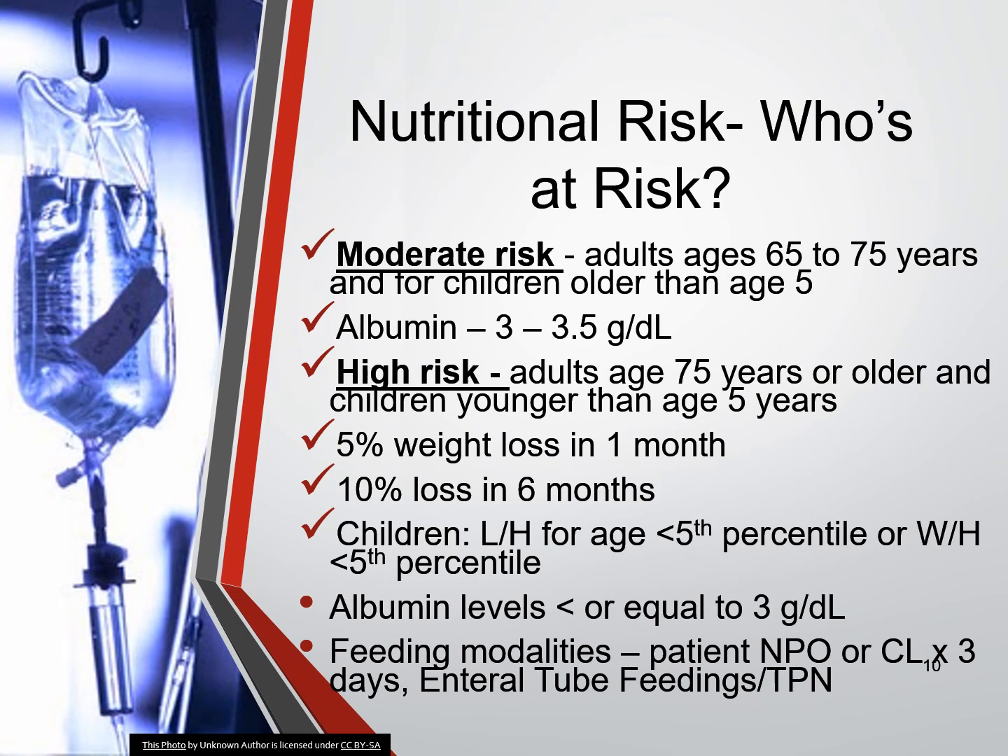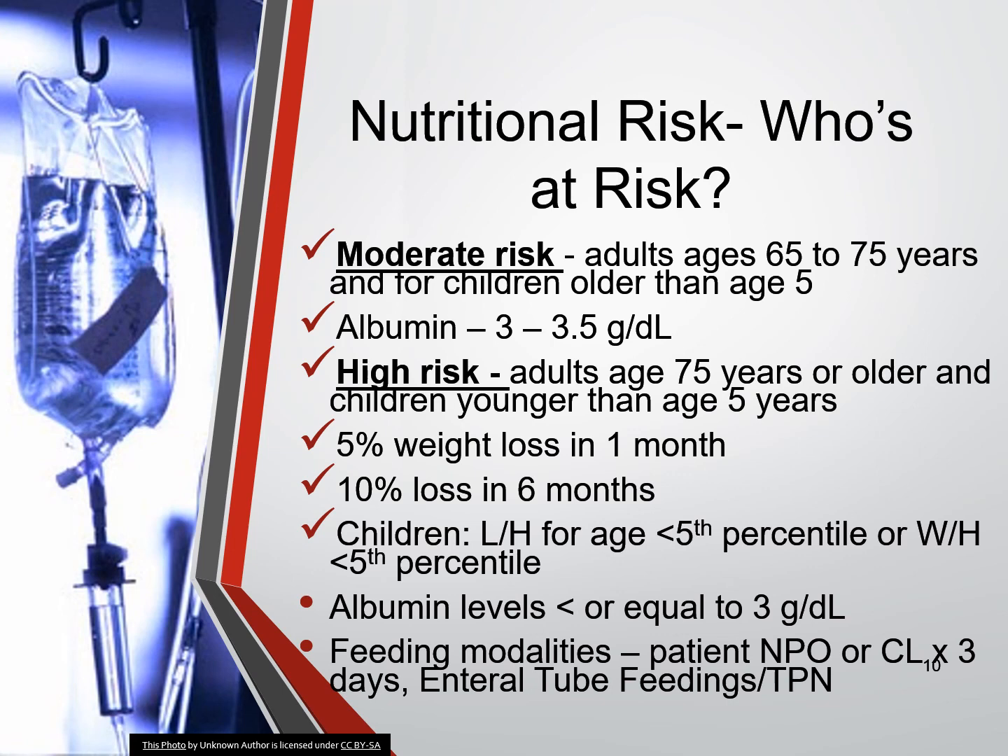There are definitely different severities of nutritional risk. Who is at moderate risk? It would be those adults between the ages of 65 and 75, and children older than 5 years of age. For moderate risk, albumin is 3 to 3.5 grams per deciliter.